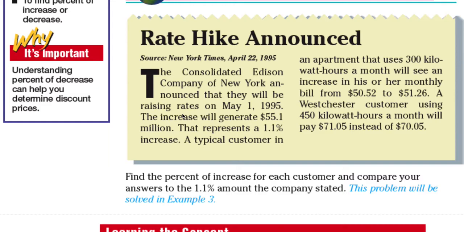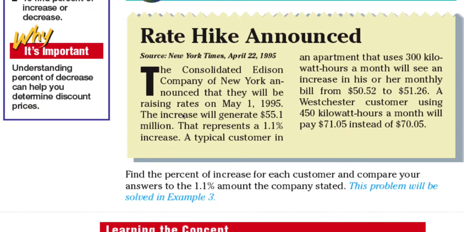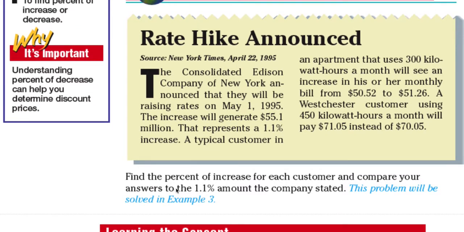$51.26. A Westchester customer using 450 kilowatt hours in a month will pay $71.05 instead of $70.05. So find the percent of increase for each customer and compare your answers to the 1.1% amount the company stated. We will solve this in the last example, example number 3.